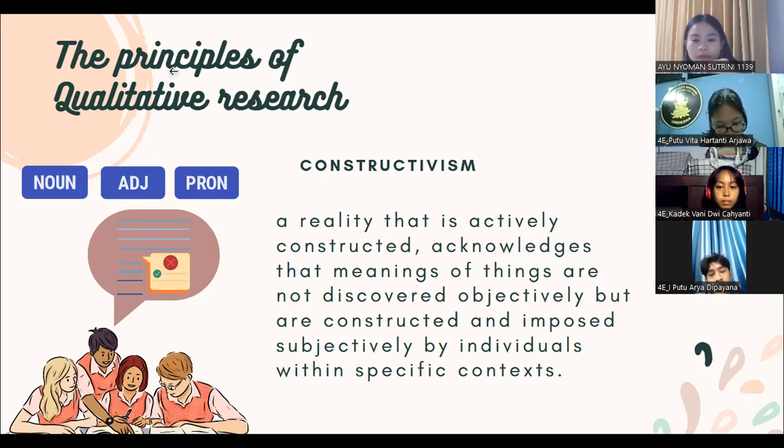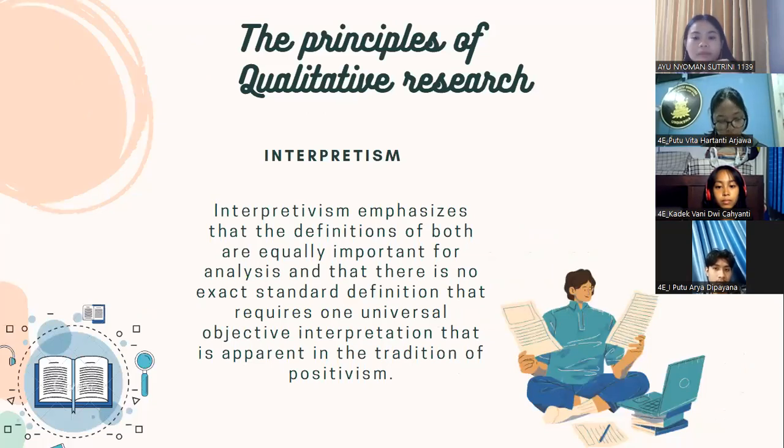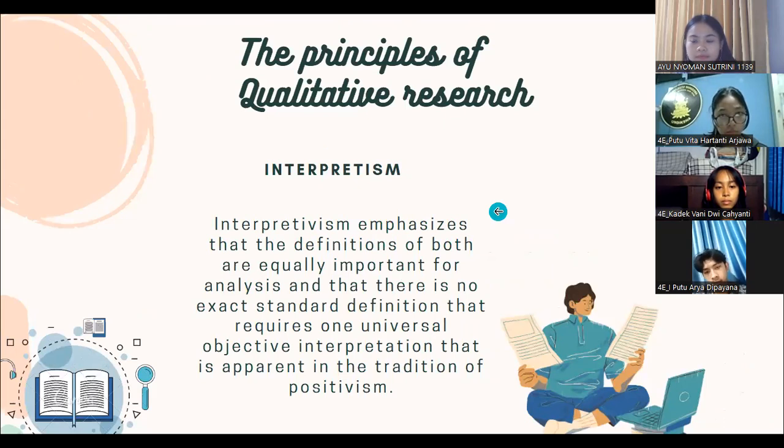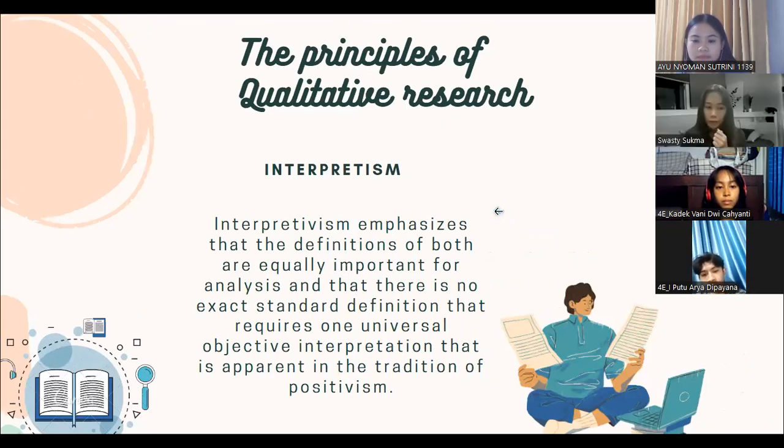For example, a researcher is doing research about why students commit grammar mistakes. So the researcher gathers the information by interviewing the teachers one by one and then makes a conclusion from the data and interprets the data. All right, the next principle will be explained by my friend. Okay, thanks for the opportunity.